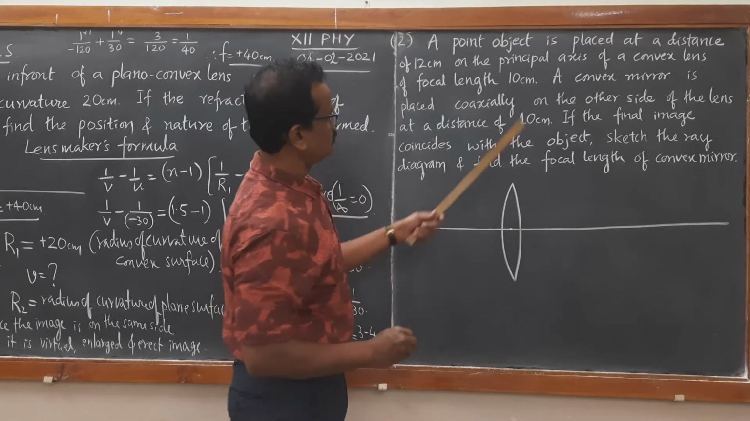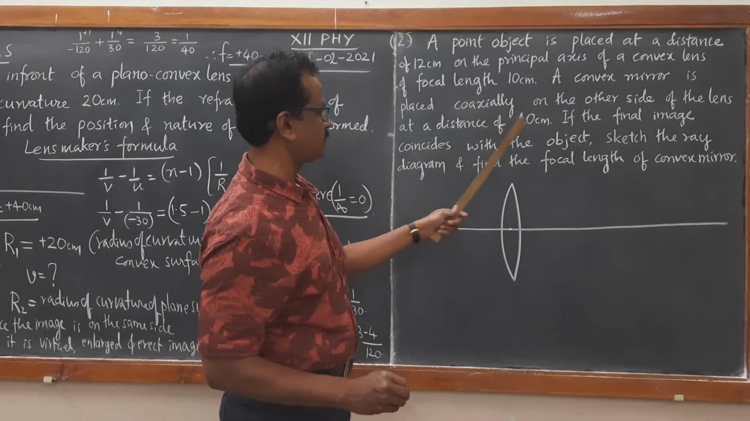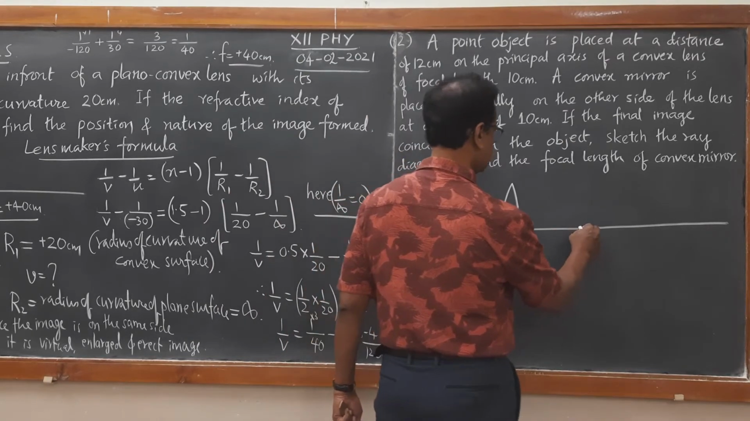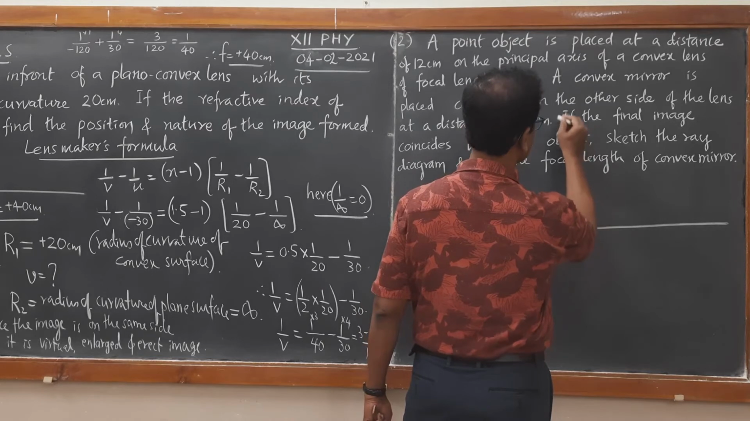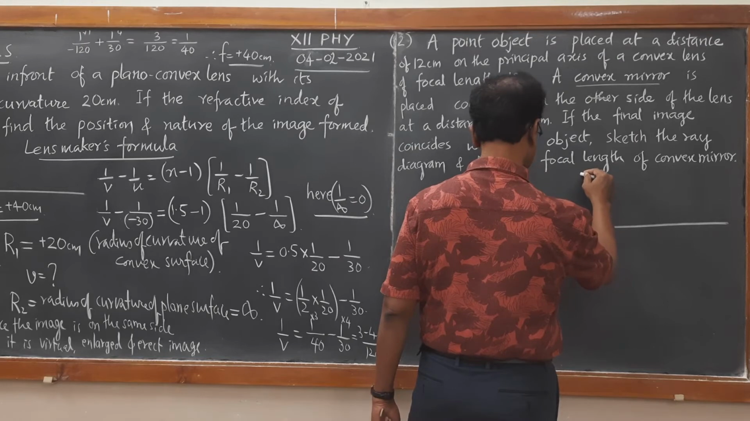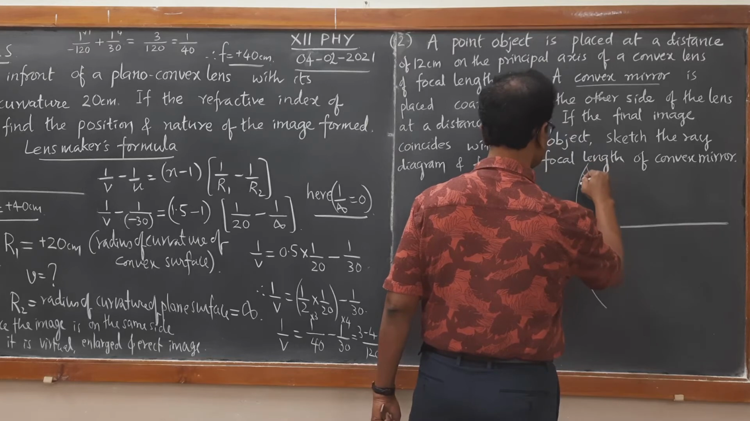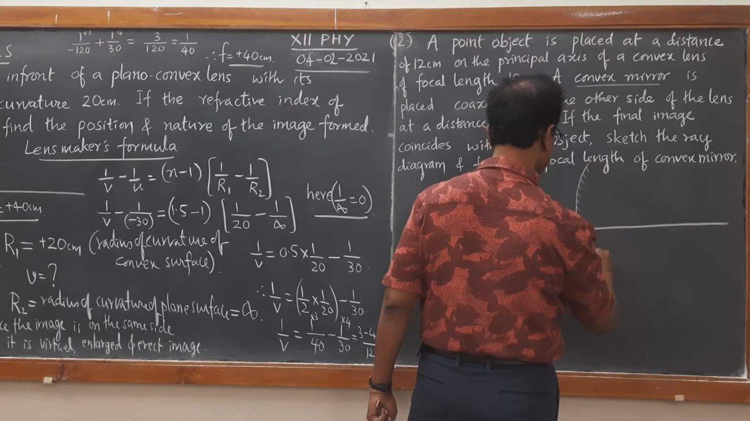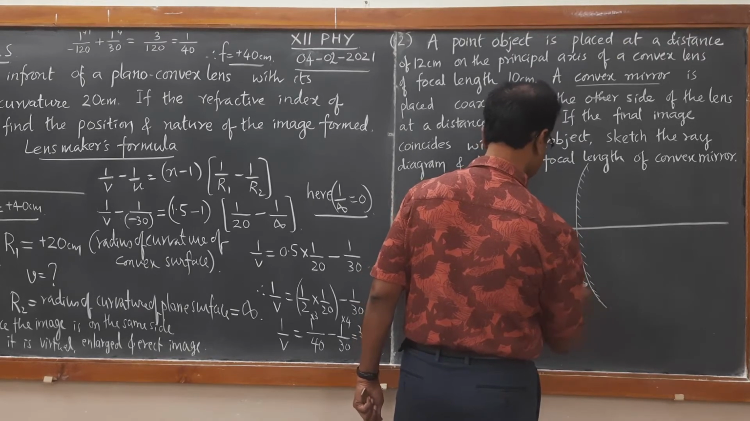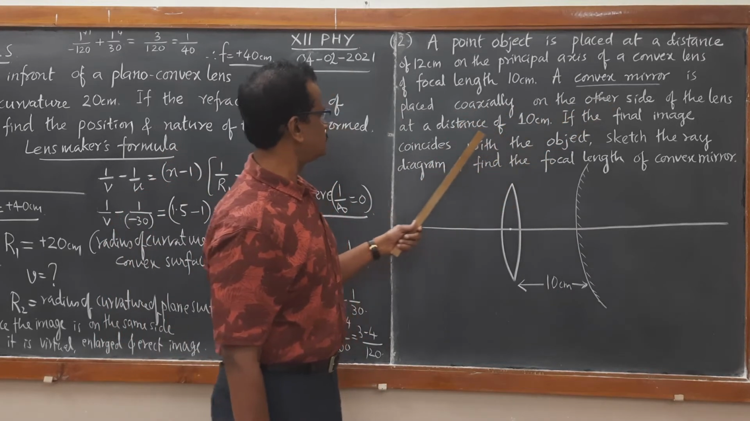Now, a convex mirror is placed coaxially on the other side of the lens at a distance of 10 centimeter, which is also equal to its focal length. This is a convex mirror, and the distance here is 10 centimeter on the other side of the lens.